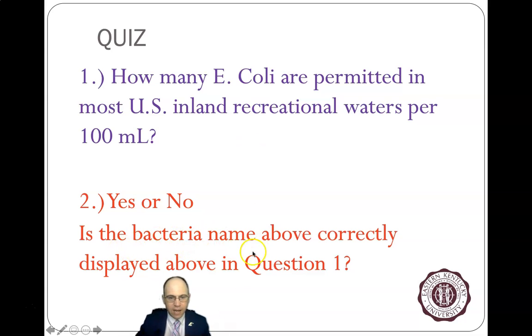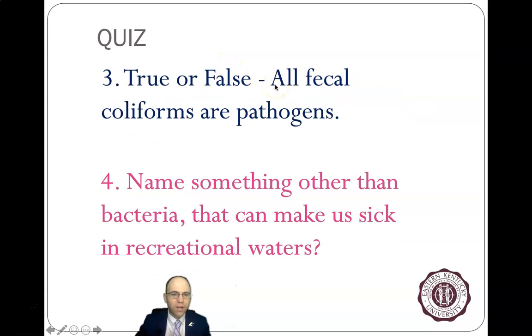All right, is the bacteria name above displayed correctly? So is E. coli displayed correctly? The answer should be no. That should be lowercase. And not just lowercase, it should also be what? Italicized. True or false? All fecal coliforms are pathogens. So every bacteria that lives in our gut is a pathogen? No. All fecal coliforms, are they pathogens? No. Fecal coliforms are an important part of the gut microflora for all animals and people. So they are not pathogens. They are indicative. They indicate that pathogens may be present if we find them in the water.